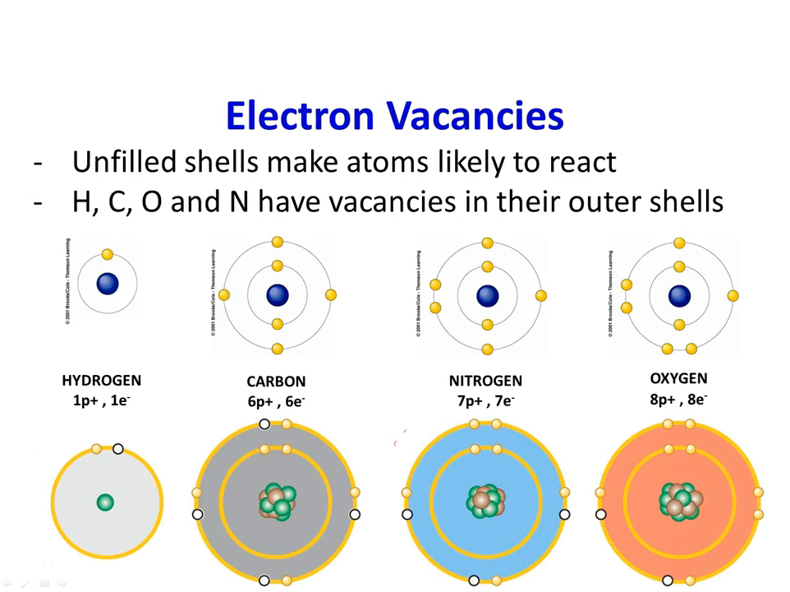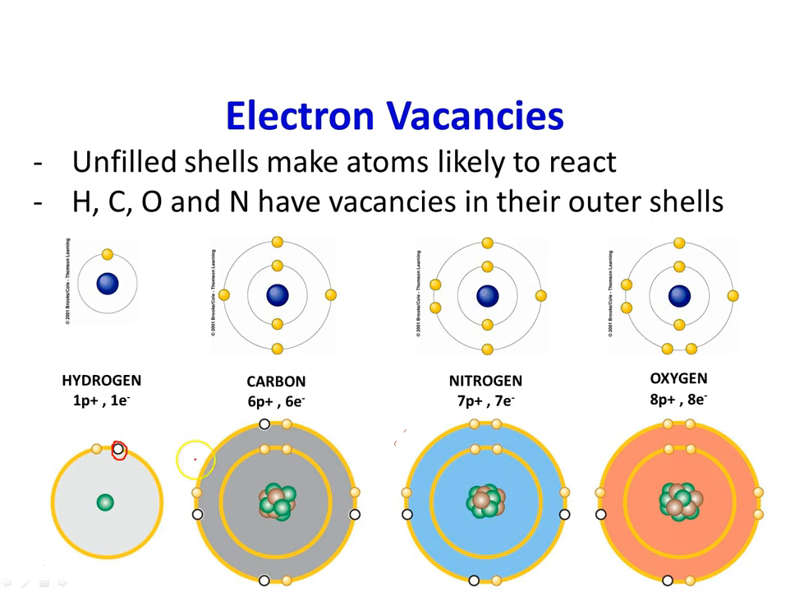Now let's look at the vacancies for hydrogen, carbon, nitrogen, and oxygen. So here you can see hydrogen has only 1 electron, so it is going to need to acquire another electron to be stable so that its first shell has 2 electrons.